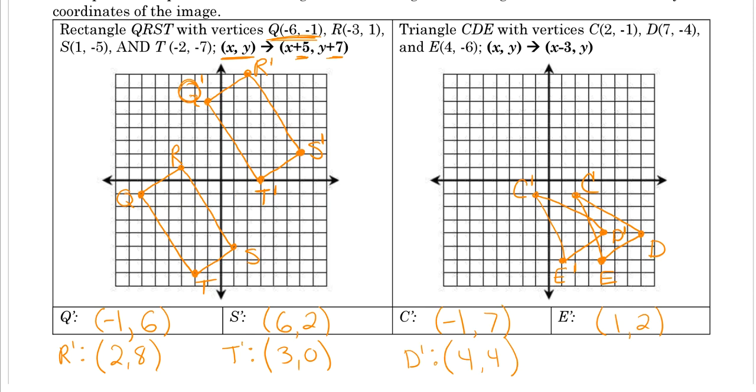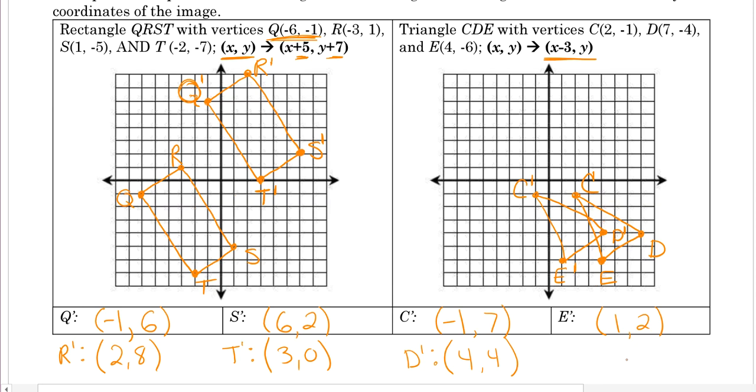Okay, so looking at your example, you would have graphed the pre-image triangle CDE, and then if you look at our coordinate notation, we are going to be subtracting 3 from our x value. However, the y value is going to stay the same. So that would just be moving your x values to the left 3 places. And we can see that we have triangle C prime, D prime, and E prime that is just shifted over to the left 3 spaces.